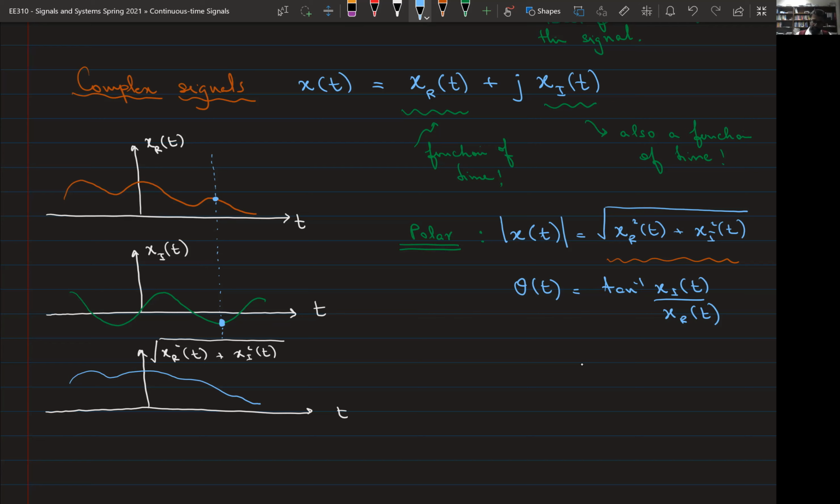And therefore, the polar representation does exist. This is the magnitude of x of t times e raised to the power j theta of t, right? Except all that's changed is that the magnitude is a function of time and the phase is a function of time, right? So this is a complex signal. All right. Any questions here? I'm going to stop here and take any questions that you may have.